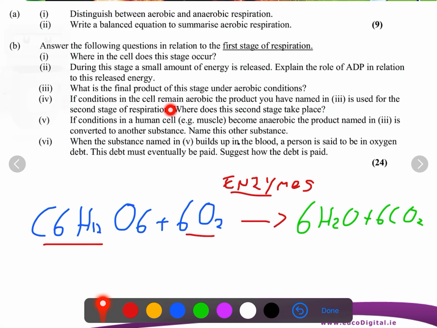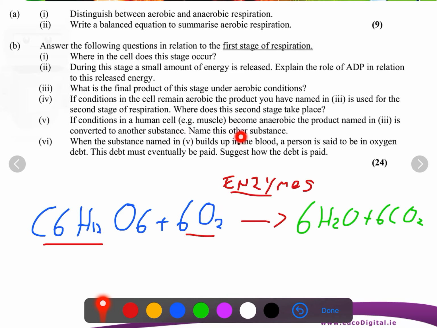If conditions in the cell remain aerobic and the product you've named in 3 is used for the second stage of respiration, where does this second stage take place? The second stage occurs in the mitochondrion. We'll look at that a little bit more today. If conditions in the human cell, for example muscle, become anaerobic, so we don't have that much oxygen in our body anymore, the product named in 3 is converted to another substance.